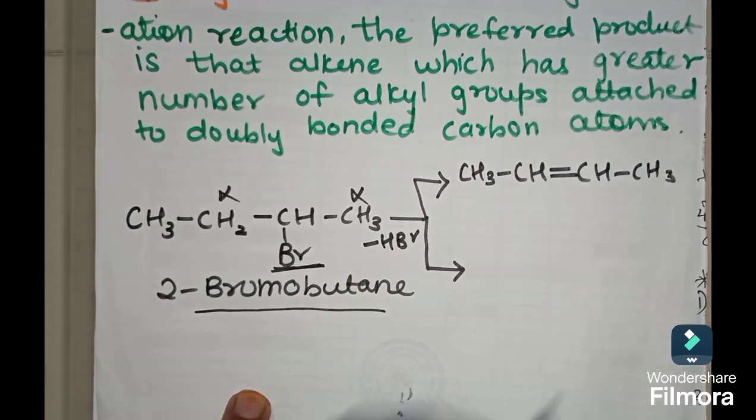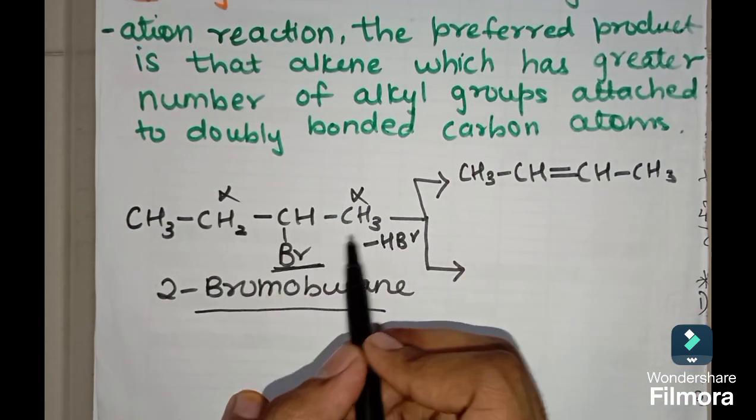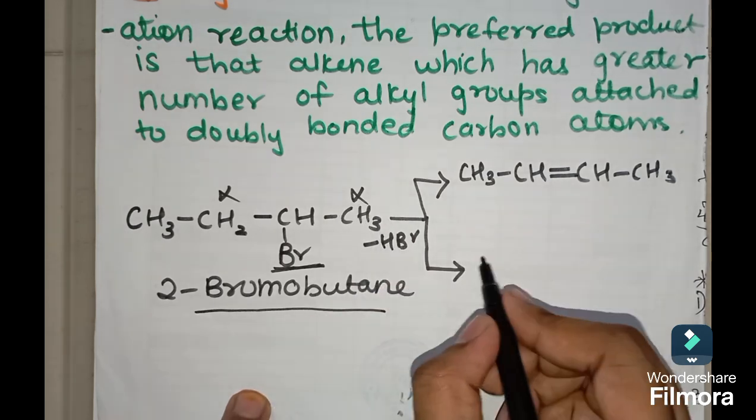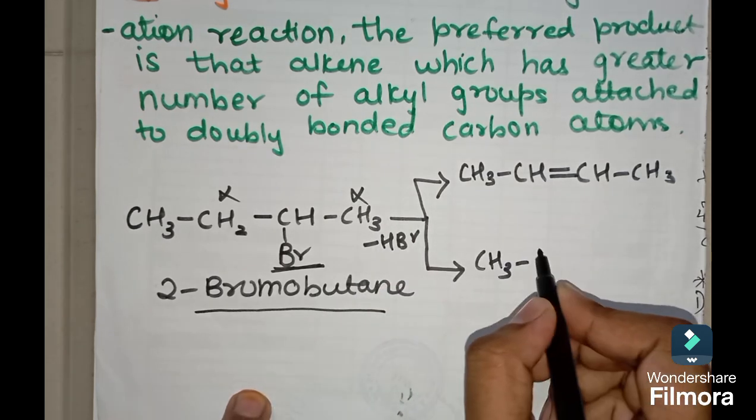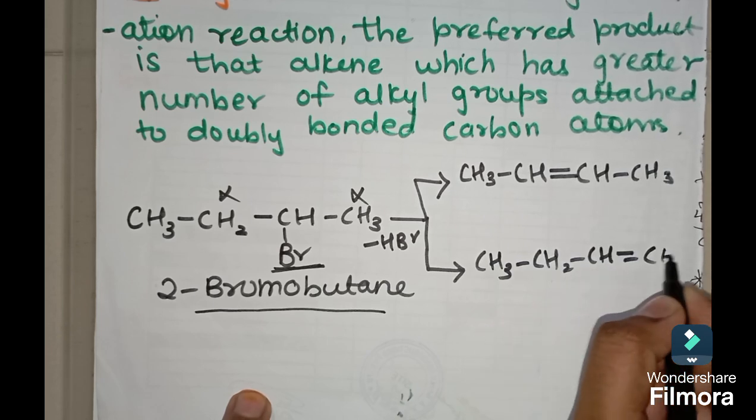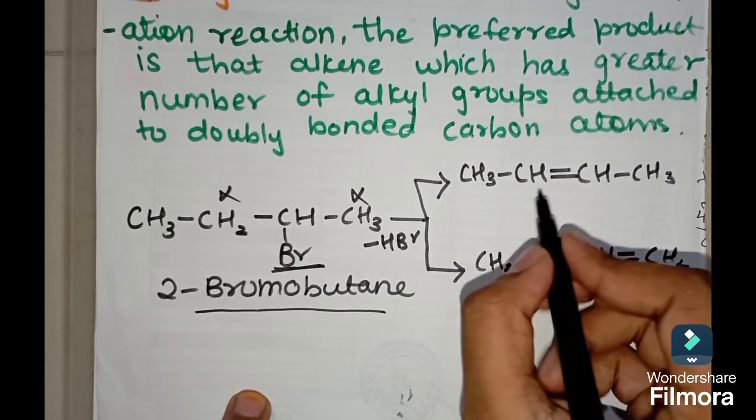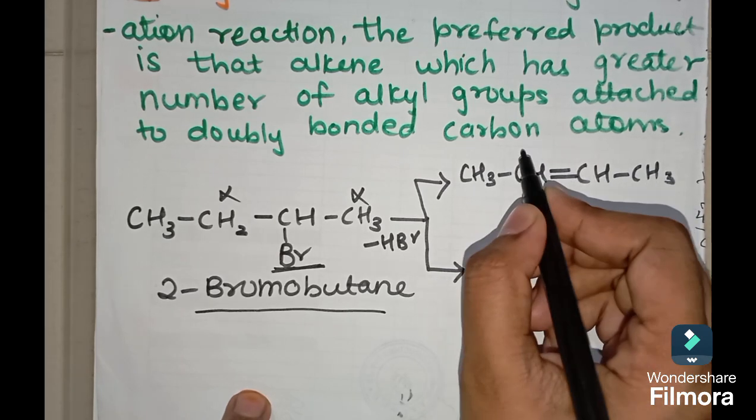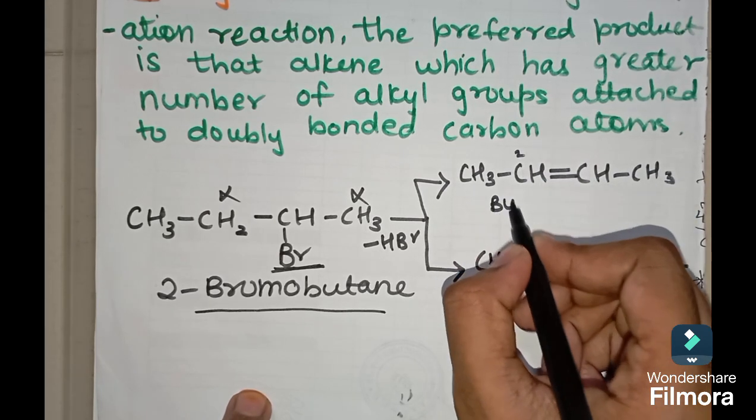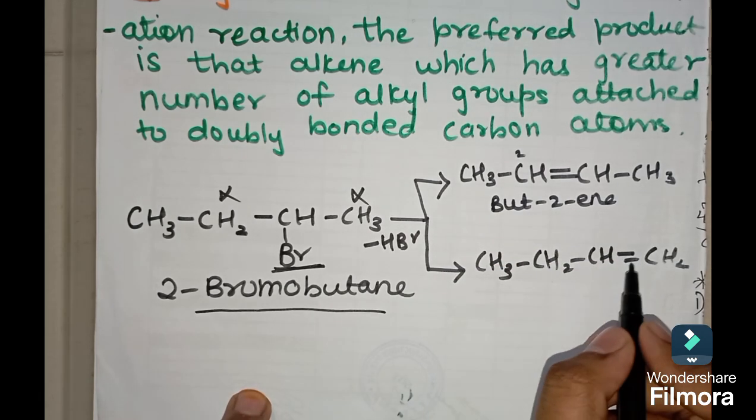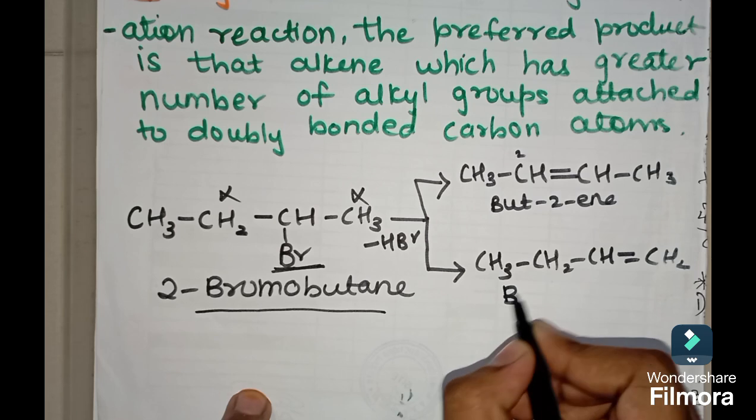Now we will form another product. In this reaction, H will be removed from this carbon. So now the resultant compound will be CH3 CH2 CH, a double bond, and CH2. Now let us name them. So here it is butane, right? But there is a double bond on the second carbon, so we will write but-2-ene. And now over here there is a double bond on the first carbon, so it will be but-1-ene.